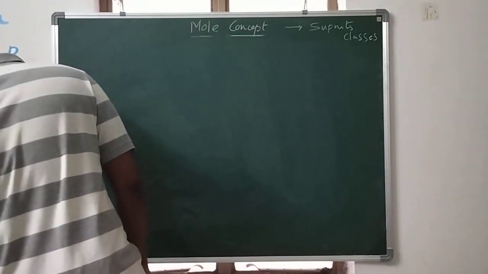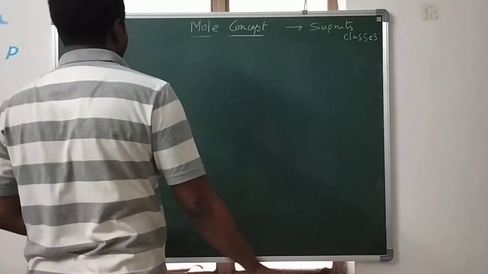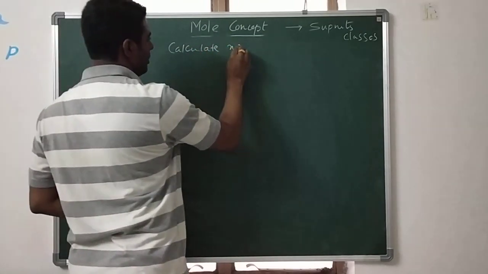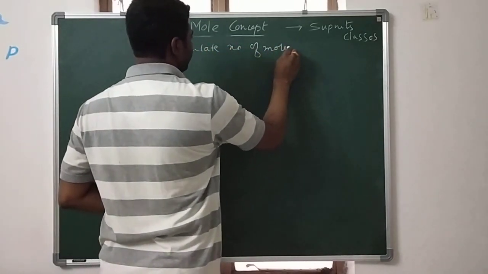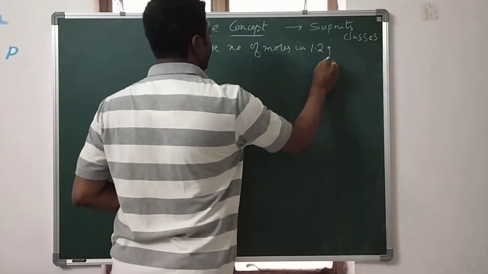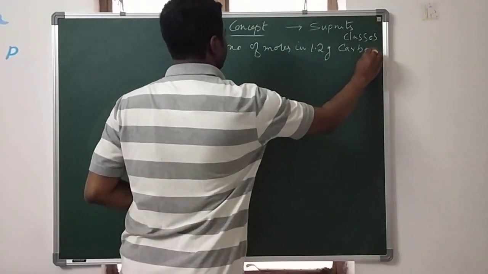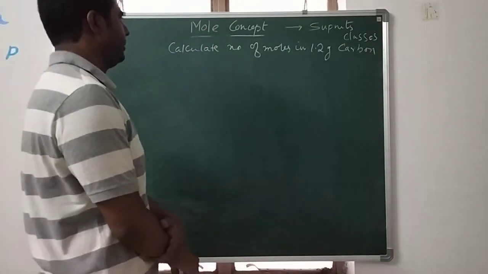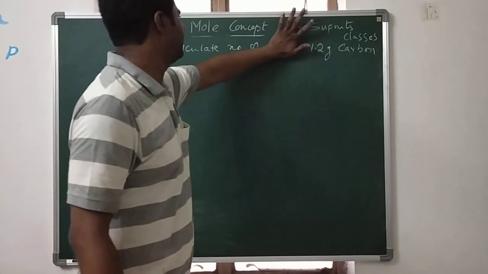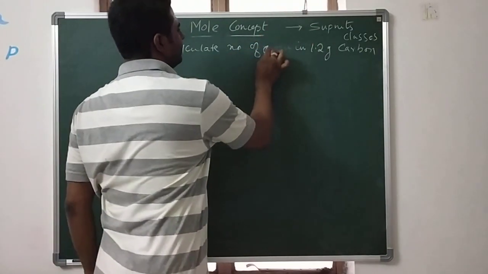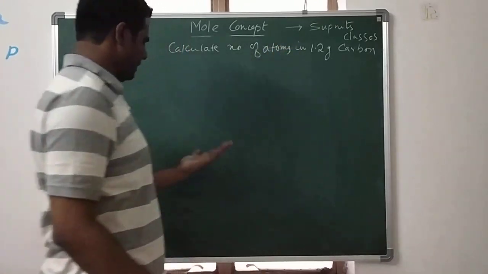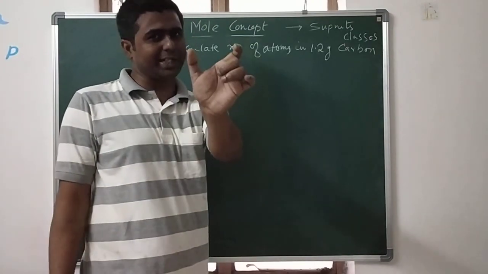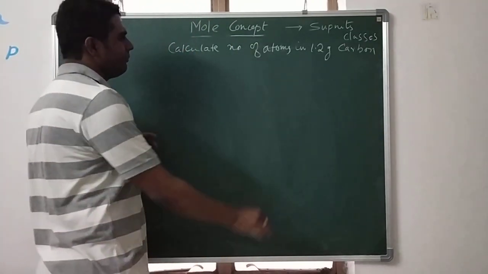Our first problem is: calculate number of moles in 1.2 gram carbon. ठीक है? That is your first problem. Actually, अच्छा थोड़ा complicate बनाते हैं. Number of atoms. ठीक है? So see, as I have said, mole is a number and mole is also a junction. So let us see what junction does mole form over here.